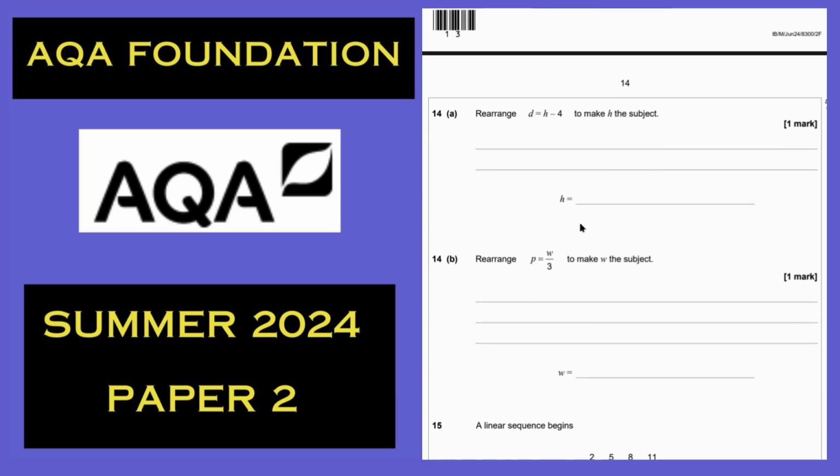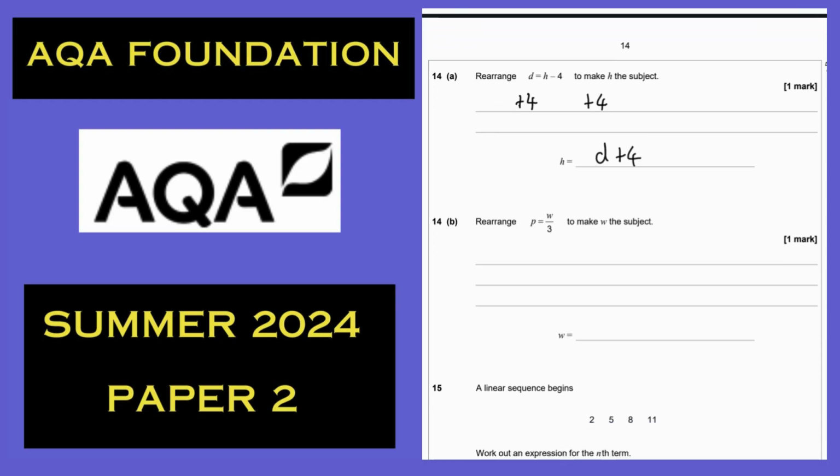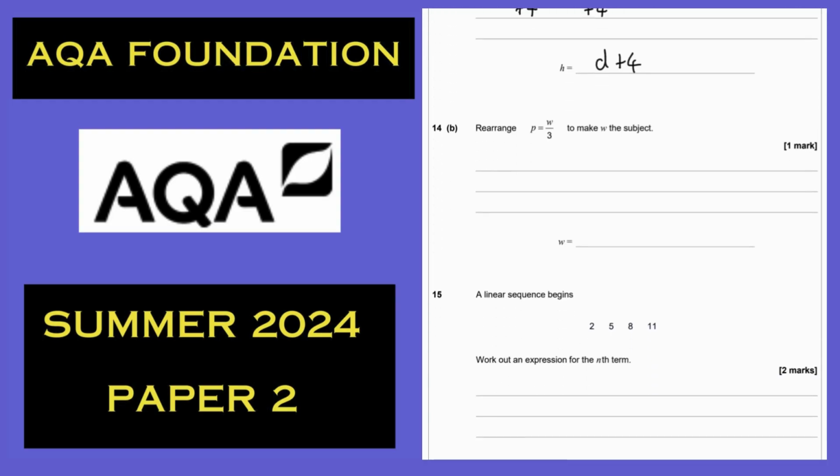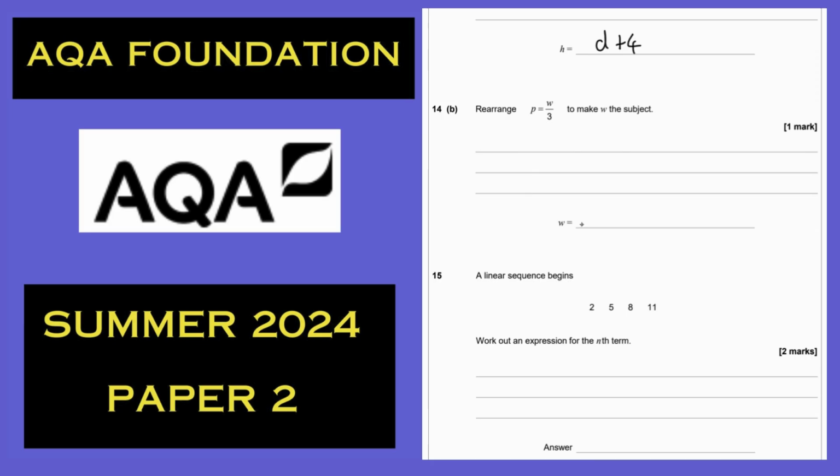Number 14, rearranging. If you want to make h the subject, you want to get h on its own, you need to get rid of a negative 4. So add 4 to the left, add 4 to the right, and you'll get d plus 4. Similar thinking to part B. If you want to get rid of a divide by 3, you need to multiply both sides by 3.